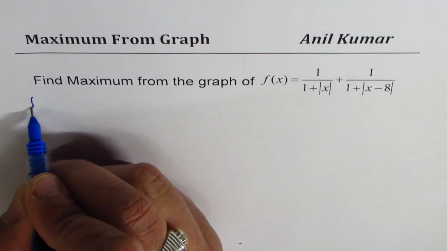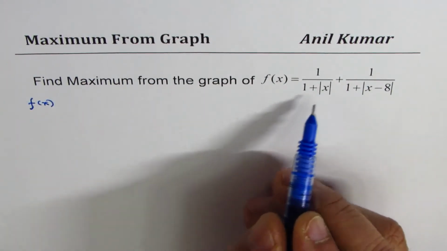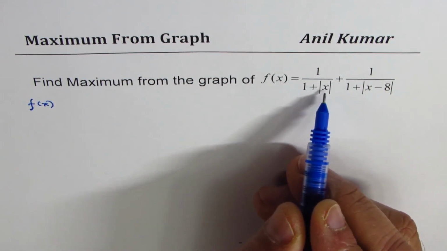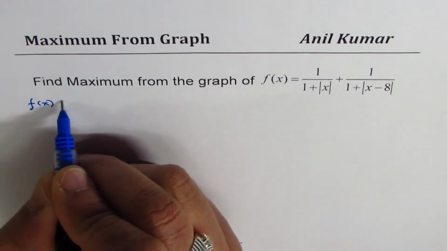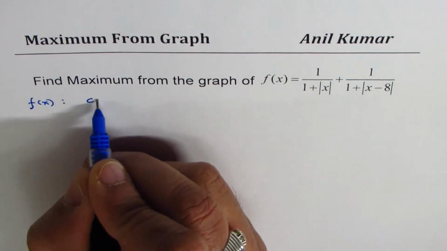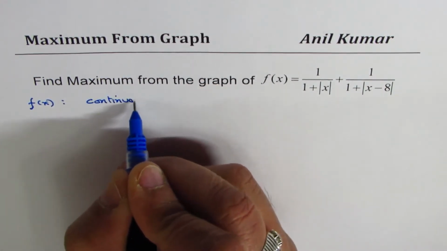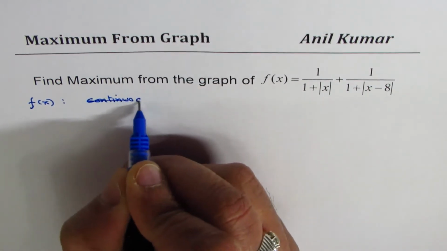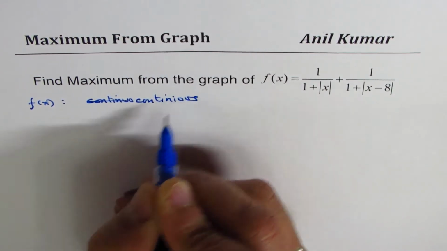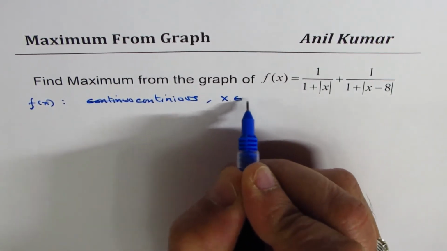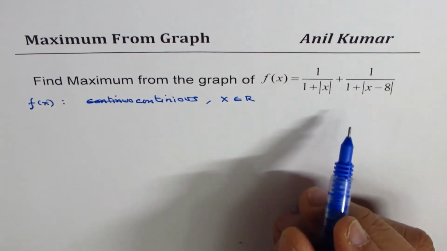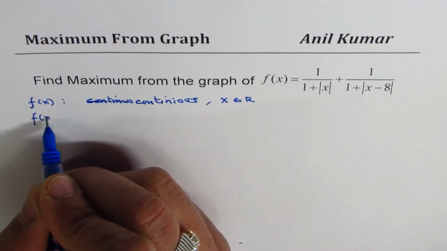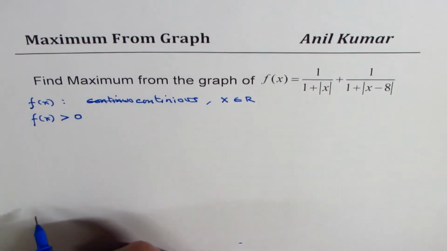The function f of x deals with absolute x. The denominator is never 0, right? Because 1 plus something absolute is positive, so f of x is continuous. That means x belongs to the real numbers, the whole domain. You also observe that we are having positive values, so we know f of x is always greater than 0.